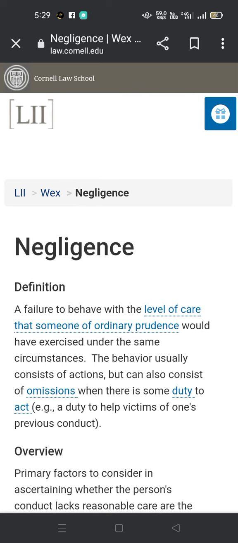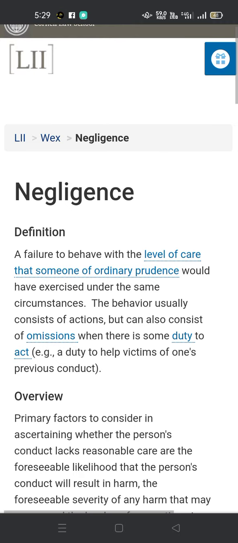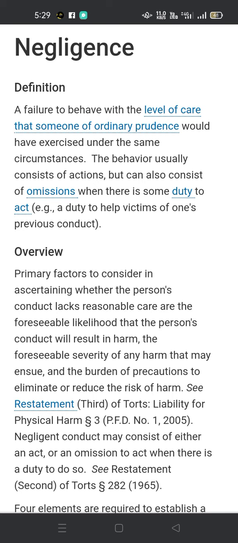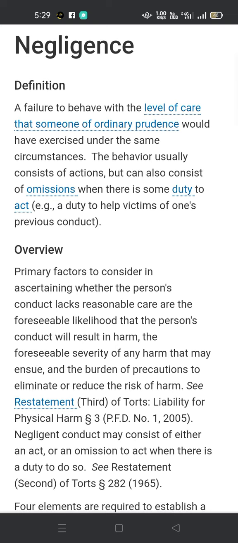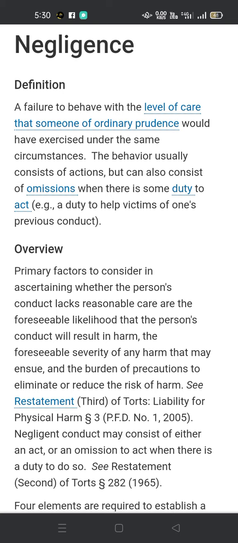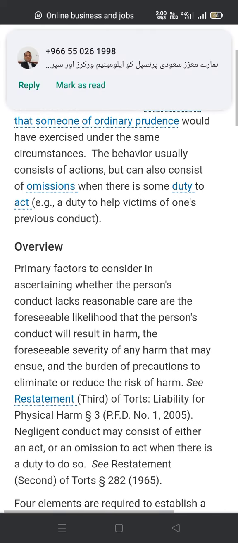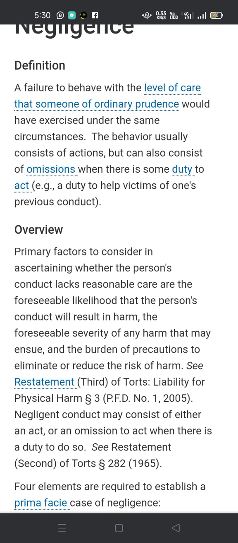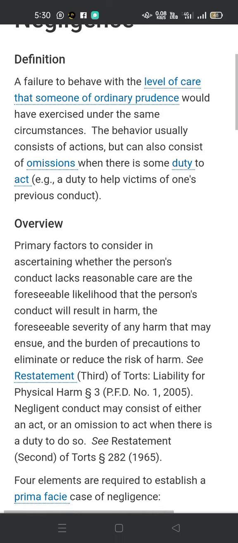Today we discuss the topic of the act of negligence, the law belonging to the act of negligence. First of all, we define it as a failure to behave with the level of care that someone of ordinary prudence would have exercised under the same circumstances. The behavior usually consists of actions but can also consist of omission when there is some duty to act, for example, a duty to help victims of one's previous conduct.